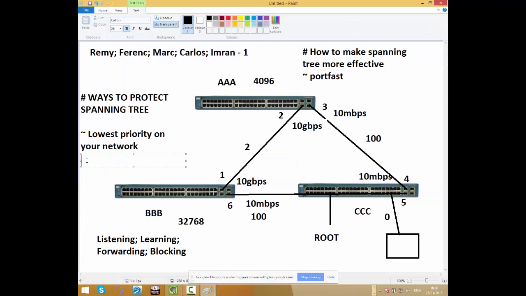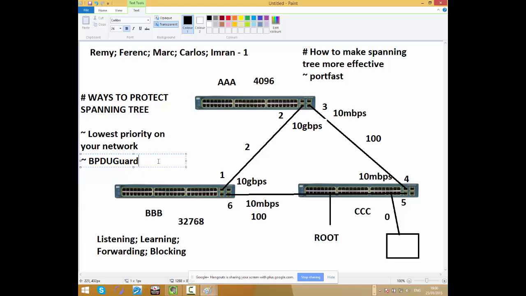So the one that we're talking about, though, is protecting it. One way to protect it is BPDU guard. BPDU guard will listen on that port for any BPDU that comes in. If any BPDU comes in, it disables the port. So that's one way, BPDU guard.